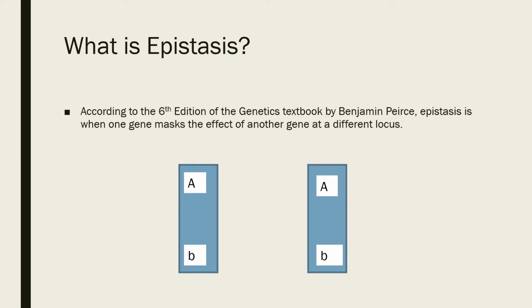So in this case, the B will mask the A allele. In this case, the B is the epistatic gene to gene A, and because both B alleles are recessive, this would be recessive epistasis.